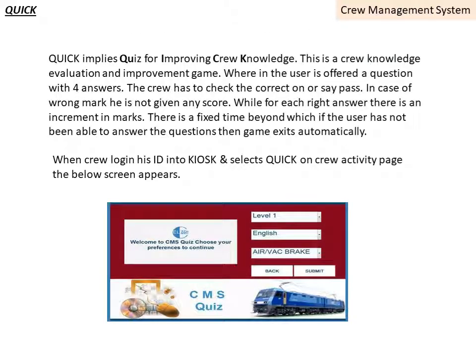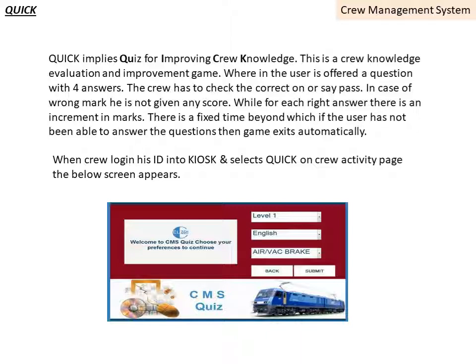This is a quiz. The quiz is given in the CMS crew management system. The option is directly available in the crew loco pilots menu. Everybody knows already, we have seen. Here the division console can add questions in English or Hindi. By selection of language we can add the questions. As per the selection we can log in with our ID, select English or Hindi, and level 1, level 2, level 3 will also be there.